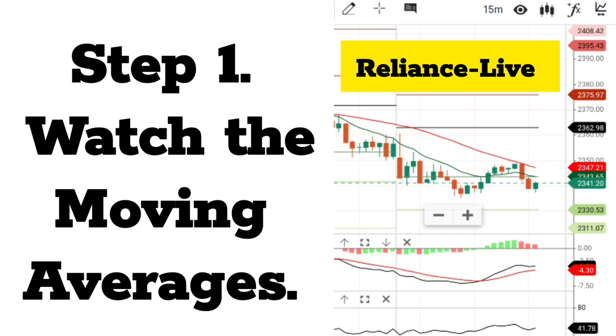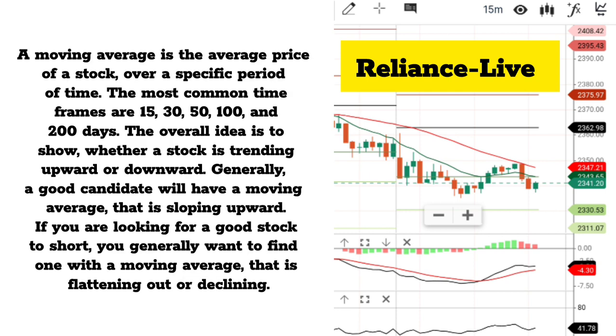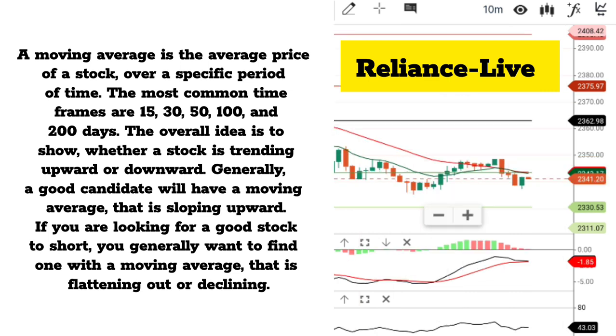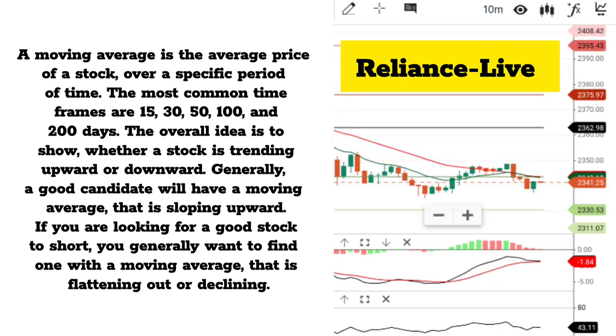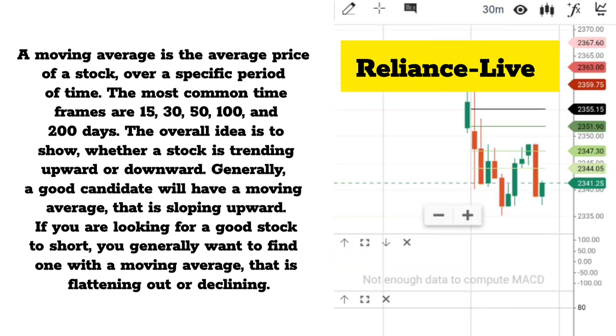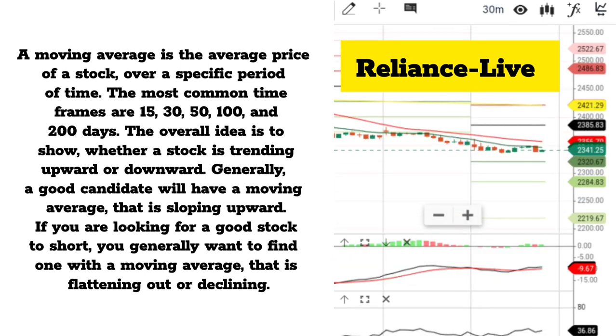Step 1. Watch the moving averages. A moving average is the average price of a stock, over a specific period of time. The most common time frames are 15, 30, 50, 100, and 200 days. The overall idea is to show whether a stock is trending upward or downward. Generally, a good candidate will have a moving average that is sloping upward. If you are looking for a good stock to short, you generally want to find one with a moving average that is flattening out or declining.